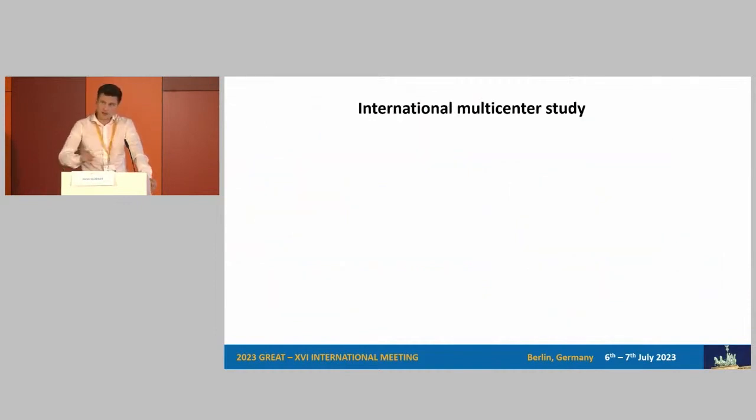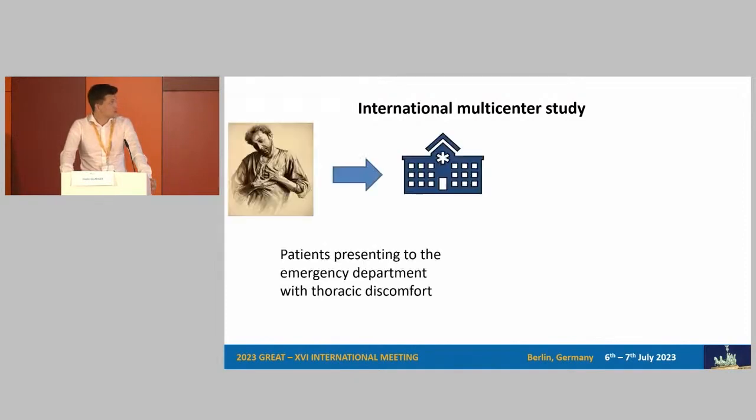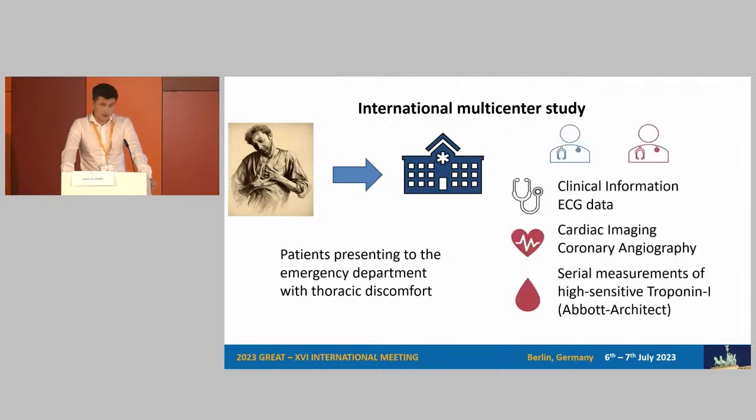Our aim was to directly compare these two pathways. So we performed an international multicenter study, prospectively recruiting patients who presented to the emergency department with chest pain or chest discomfort, symptoms suggesting acute myocardial infarction. We then adjudicated all these patients based on all clinical information, imaging data, and serial measurements of troponin. In this case, we took troponin I, and adjudication was performed according to the universal definition of myocardial infarction from 2018.